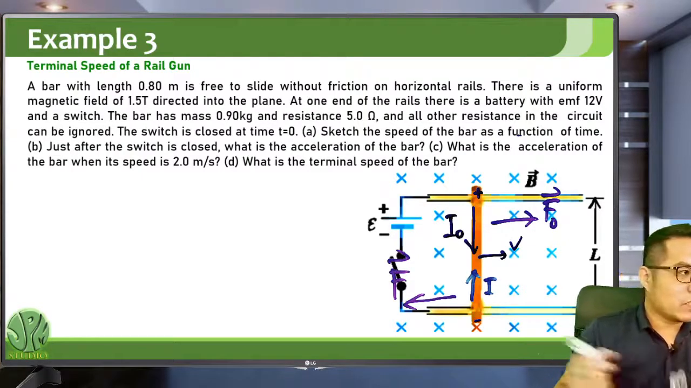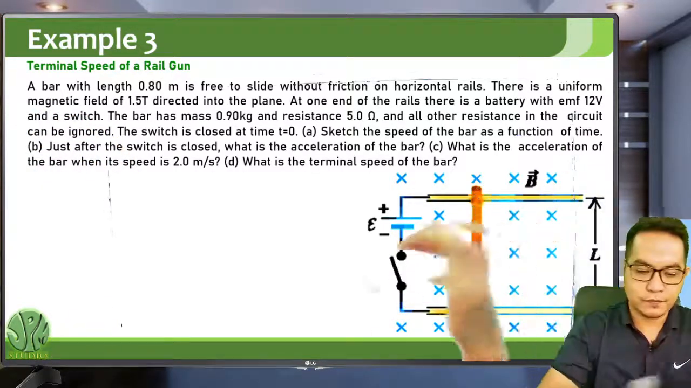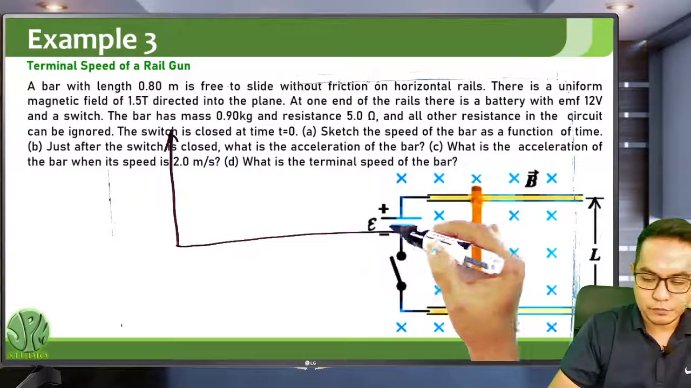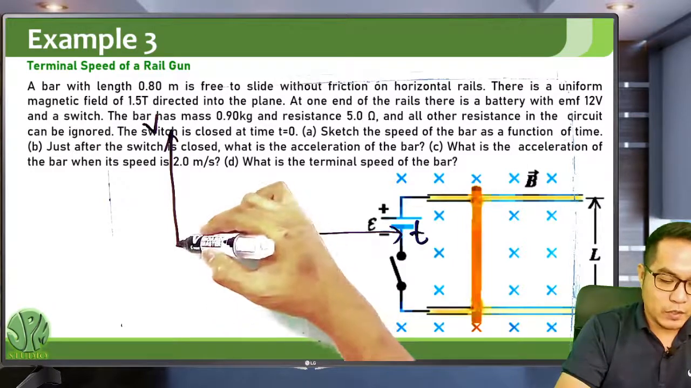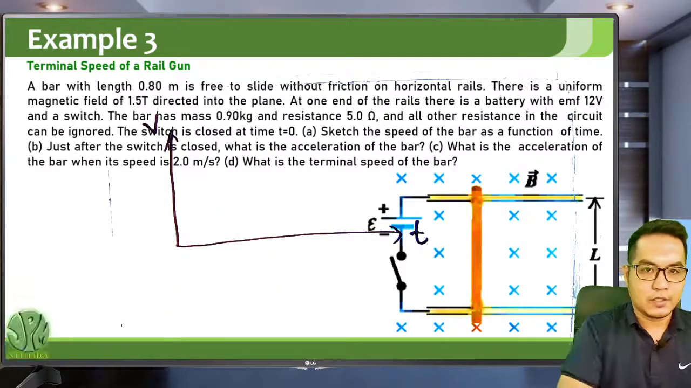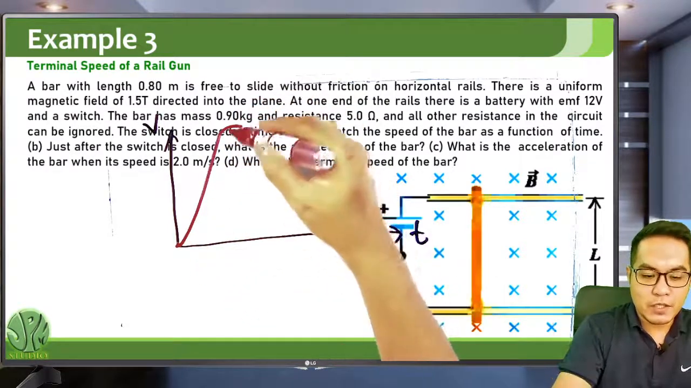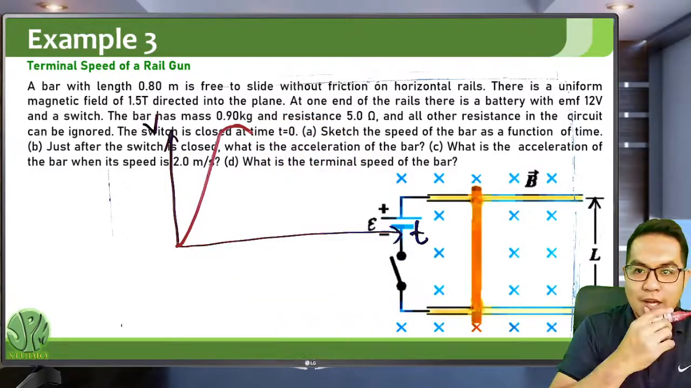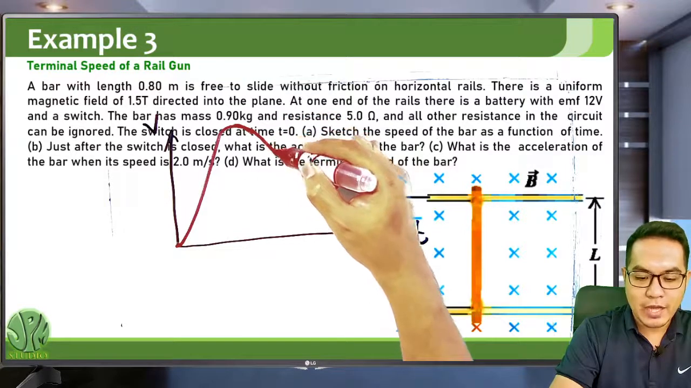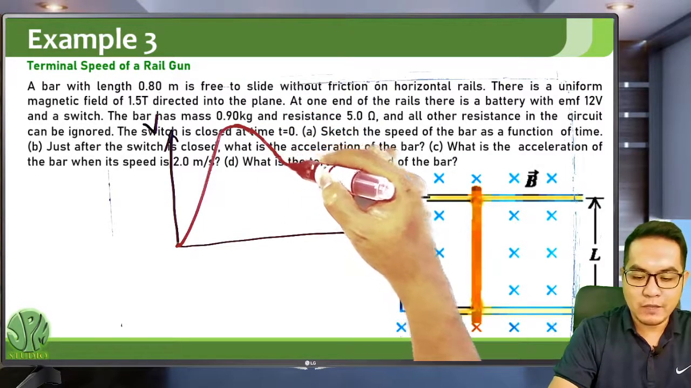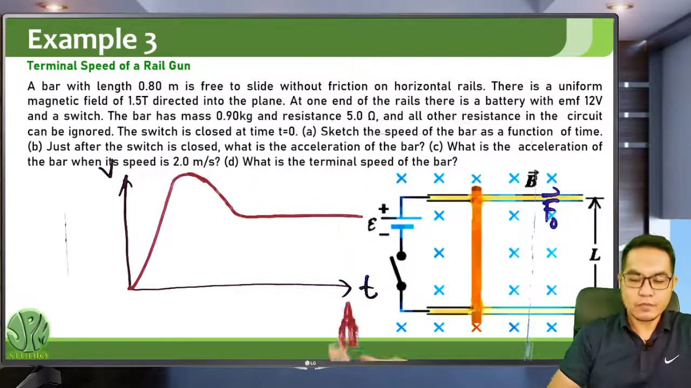For letter A, the speed of the bar as a function of time will look somewhat like this. At time t equals 0, its velocity is 0, but it will spike up. But then there's a force in the opposite direction, so it will no longer increase its velocity. It will slow down a bit until the two forces become balanced, and the velocity becomes constant. So this is the graph of speed as a function of time.